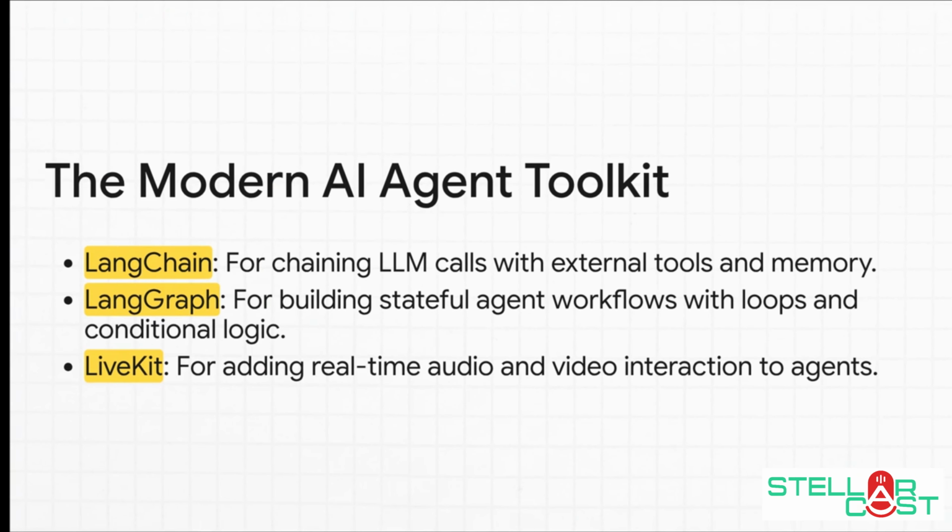Now to build these autonomous agents, you need a whole new toolkit. LangChain is kind of the classic starting point for chaining an LLM together with other tools like an API or a calculator. But when the problems get really complex, you need something more. That's where LangGraph comes in. It lets you build these intricate workflows with loops and decision points so the agent can actually reason its way through a multi-step problem. And then you have crazy cool stuff like LiveKit, which lets you give these agents eyes and ears, the ability to interact with us in real time using audio and video.